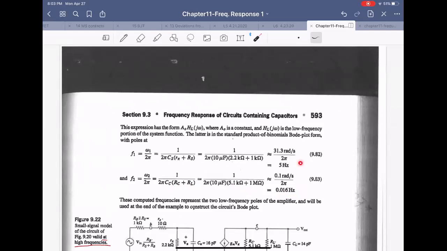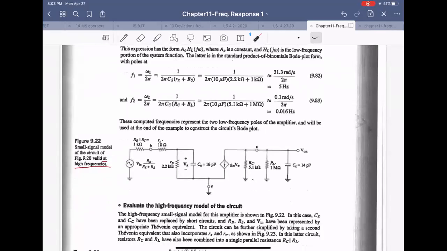Actually, this will be attenuated by minus 20 dB per decade. This will be minus 40 dB per decade like that. We'll have that answer later on. So we did the low frequency side. Let's see the high frequency side.